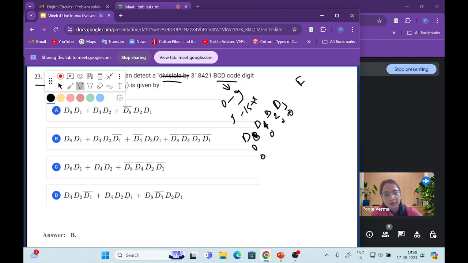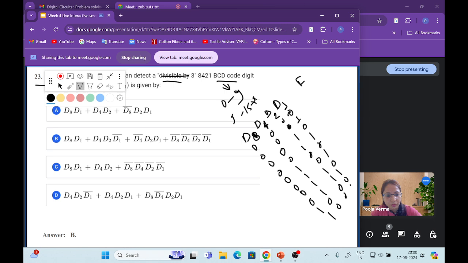Then 0, 0, 0, 1, then 0, 0, 1, 0, then 0, 0, 1, 1, then 0, 1, 0, 0, then 0, 1, 0, 1 which is 5, then 6, 0, 1, 1, 0, then 0, 1, 1, 1, then 1, 0, 0, 0, then 1, 0, 0, 1. All other places until 15 are don't care conditions, so I am not writing them here.